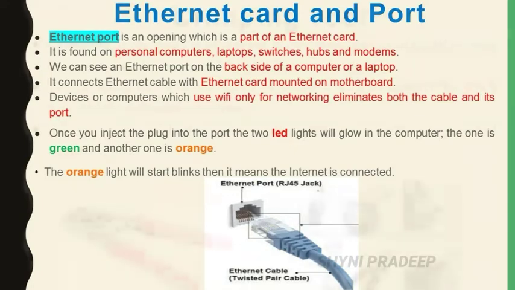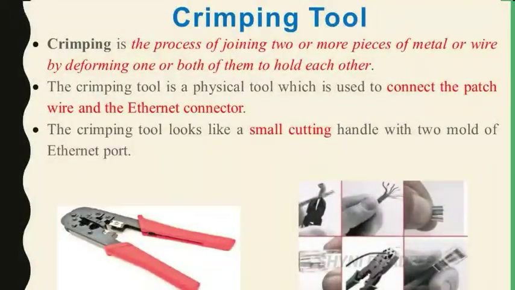Okay. Next component is the crimping tool. What is crimping? Crimping is the process of joining 2 or more pieces of metal or wire by deforming one or both of them to hold each other. The crimping tool is a physical tool which is used to connect the patch wire and the Ethernet connector. The crimping tool looks like a small cutting handle with 2 molds of the Ethernet port.